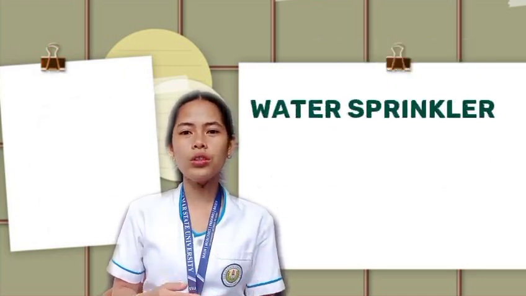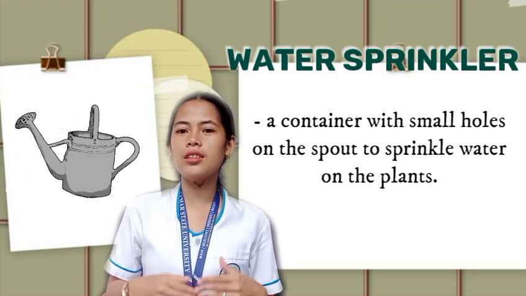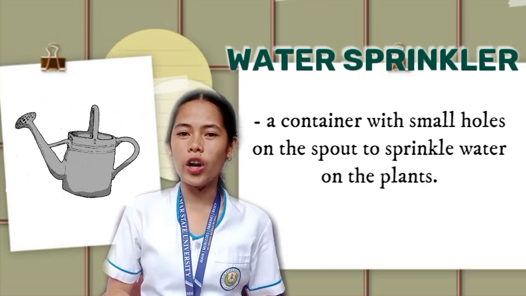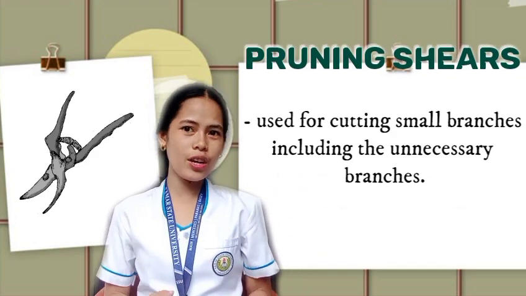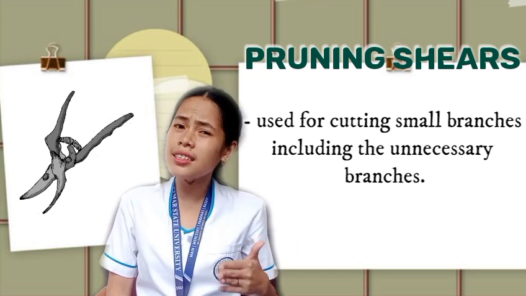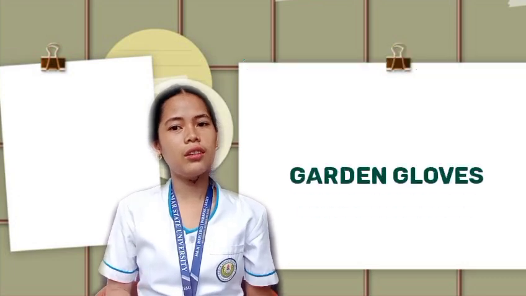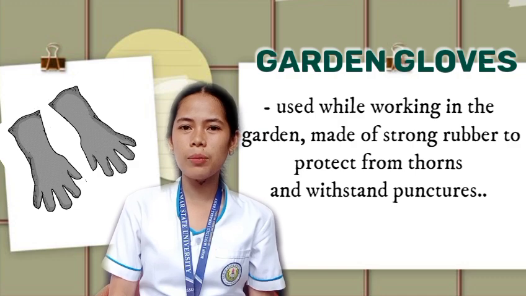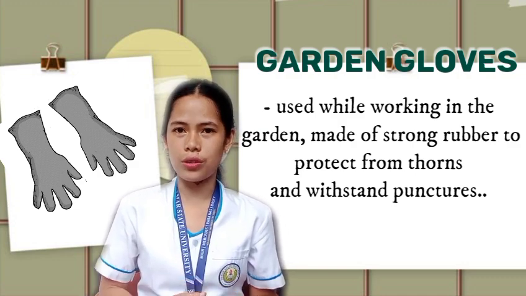And then, water sprinkler. Water sprinkler is a container with small holes on the spout to sprinkle water on the plants. Then we also have pruning shears. Pruning shears are used for cutting small branches, including the unnecessary branches. And then the garden gloves are used while working in a garden, made of strong rubber to protect from thorns and withstand punctures.